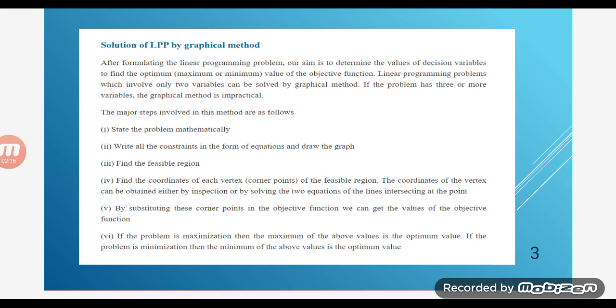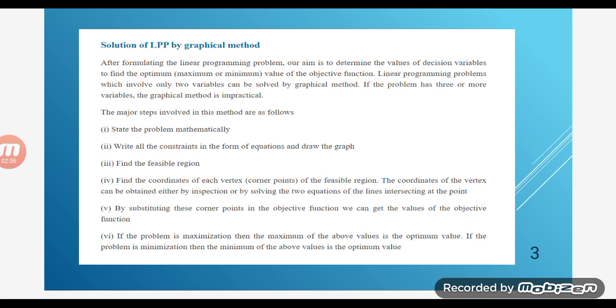The linear programming problem involves only two variables. If it considers only two variables, then only we can solve the problem by using a graphical method. If the problem has three or more variables, the graphical method will be impractical.